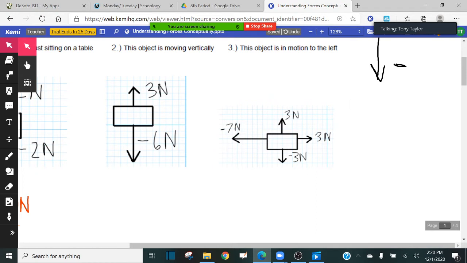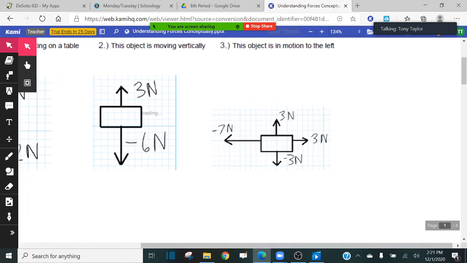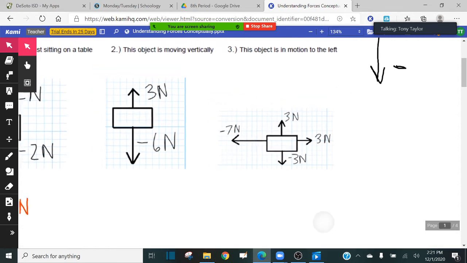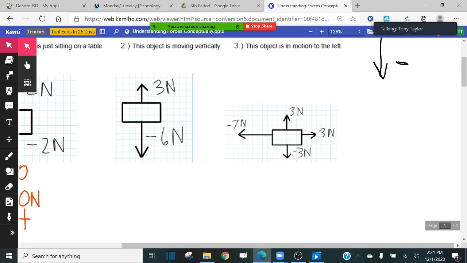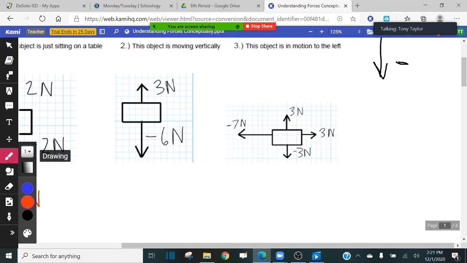All right, guys, I'm going to move on to number 3. I'm going to come back to number 2. Number 2 is a little bit more complicated. I'm going to come back to that one. You don't necessarily have to have these in any particular order as long as you have all 12. But let's move on to number 3. We're going to come back to number 2 in a moment. Okay. So number 3 says we have an object, and this object is in motion to the left.